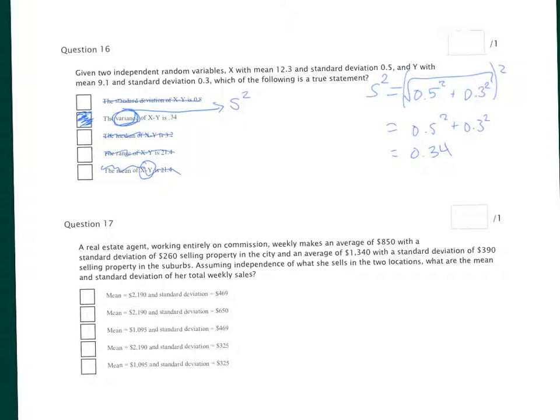Okay, question 17. A real estate agent working entirely on commission weekly makes an average of $850 with a standard deviation of $260 selling property in the city, and an average of $1,340 with a standard deviation of $390 selling property in the suburbs. Assuming independence, so that means that selling in the city and selling in the suburbs has nothing to do with each other on the two locations, what are the mean and standard deviation of her total weekly sales?